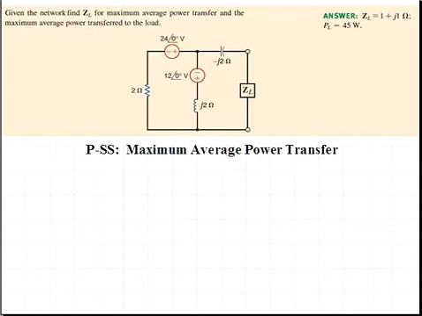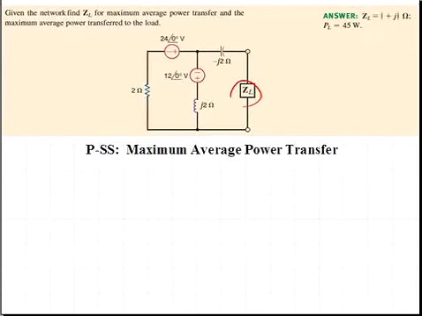This is Learning Assessment Problem 9-7. The problem-solving strategy here is that of maximum average power transfer. In the problem, we are asked to determine the value of the load impedance Z sub L, which will maximize the average power transferred to that load, and also determine the maximum power which can be transferred to that load.